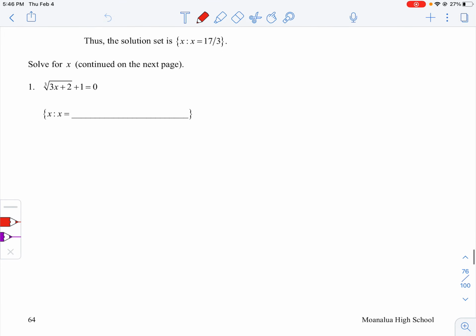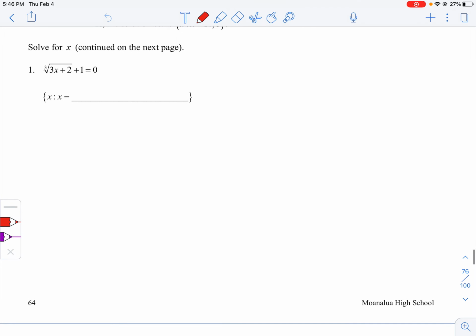So let's start with the cube root of 3x plus 2, plus 1, equal to 0. Our goal is to solve for little x, to get rid of everything and leave x alone. We're going to start with getting rid of the positive 1, so of course we will subtract 1 on both sides, something we are so familiar with. That's 3x plus 2 equals negative 1.